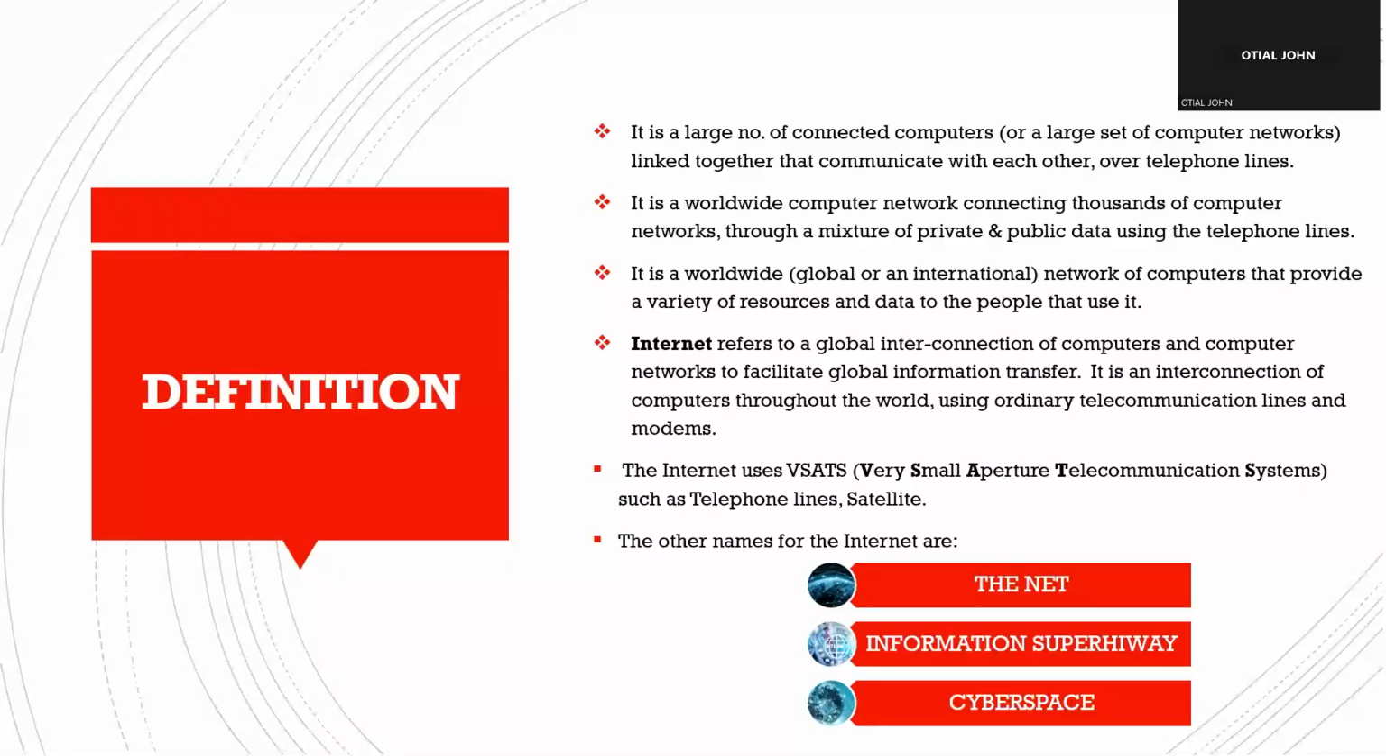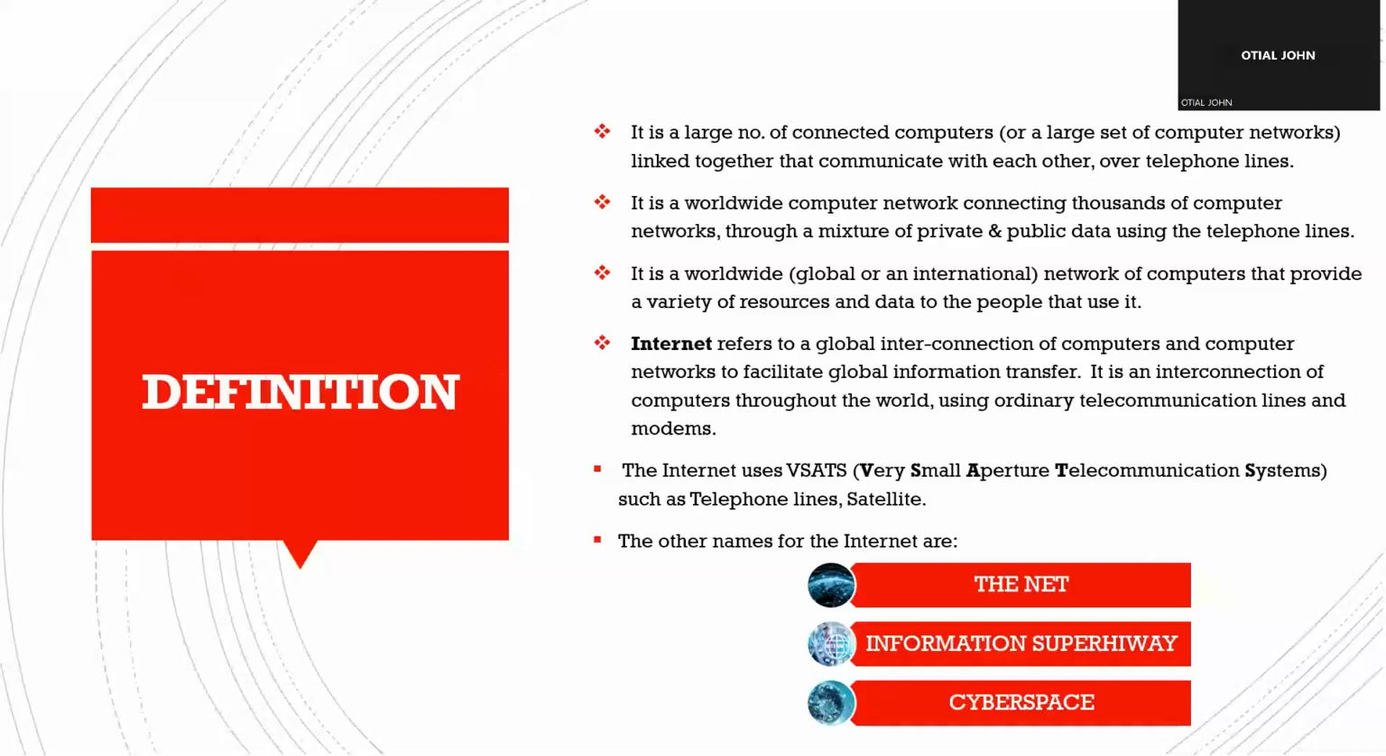We can also have some other definitions. The first definition could be: it is a large set of interconnected computers linked together that communicate with each other over telephone lines. The second definition is: a worldwide computer network connecting thousands of networks through a mixture of private and public data using telephone lines. The most preferred definition of the word internet refers to the global interconnection of computers and computer networks to facilitate global information transfer.